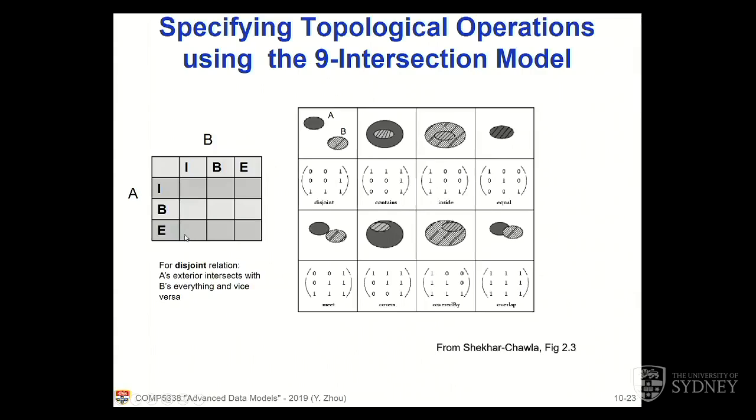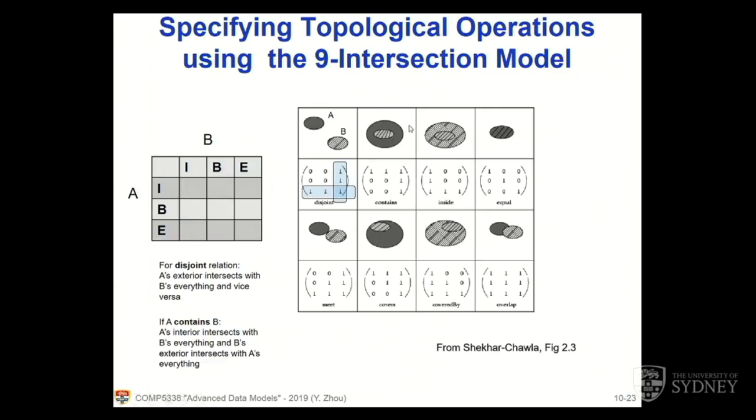So if A's exterior intersect with B's everything, we put all 1 here, and we put all 1 here, and all of these are 0. They are not intersecting. So that's like this. That's A's exterior intersect with B's interior, boundary, and exterior, and also B's ones the same thing. So that means disjoint, and the others are not really intersect.